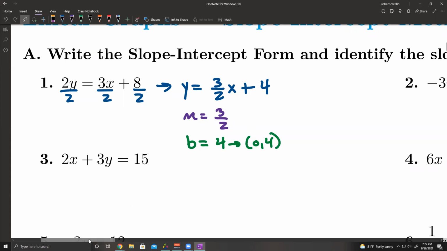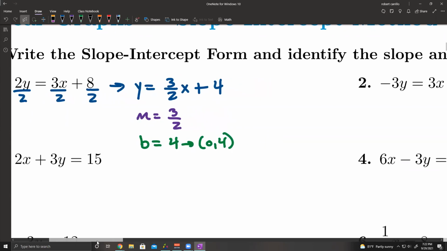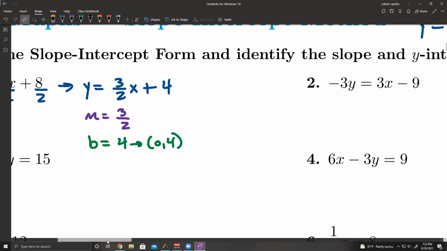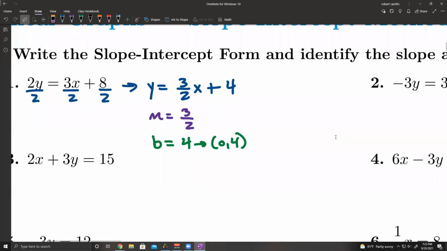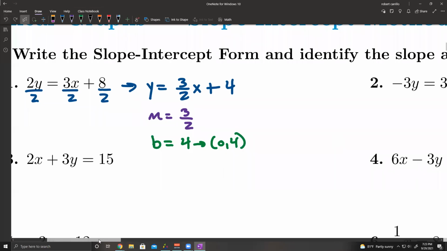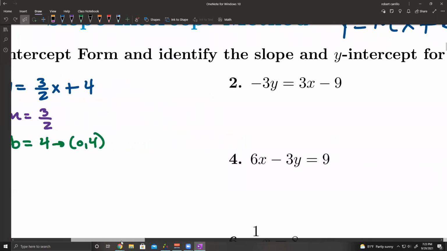I see how you did it, but did you cancel out the y, the 2 over 2y? Exactly. When you divide everything by 2, those 2's over here cancel. Okay, exactly. All right, cool.